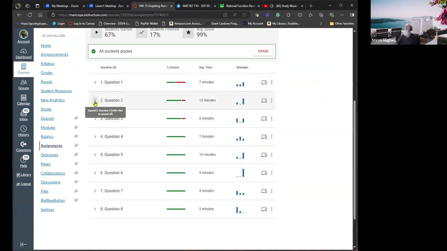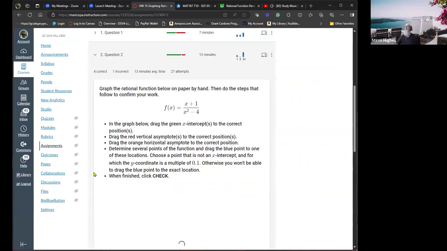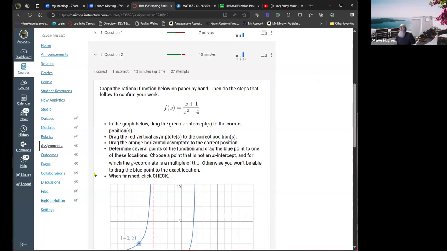All right, the next one's taking us even longer. So let's take a look at this one. It says graph the rational function below on paper by hand, then do the steps that follow to confirm your work.